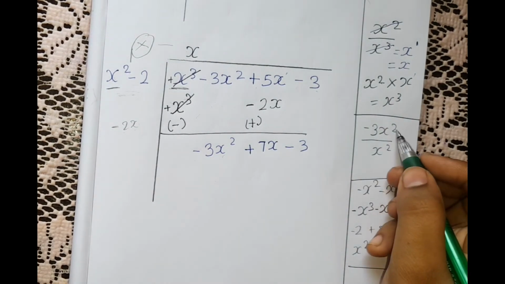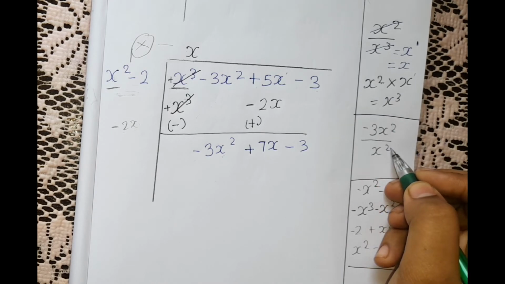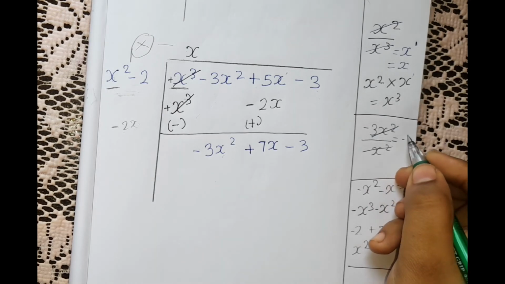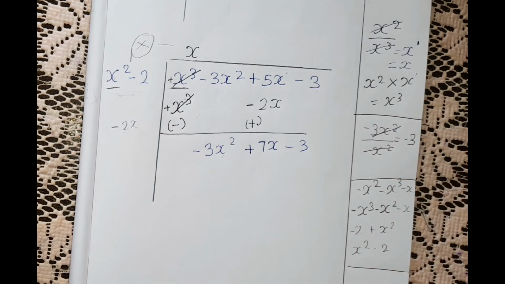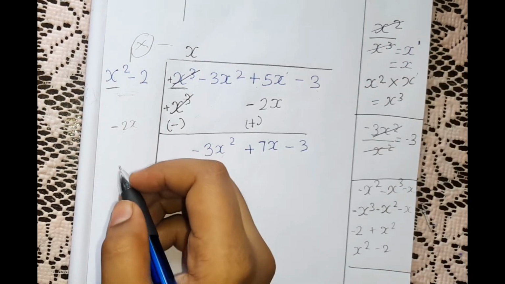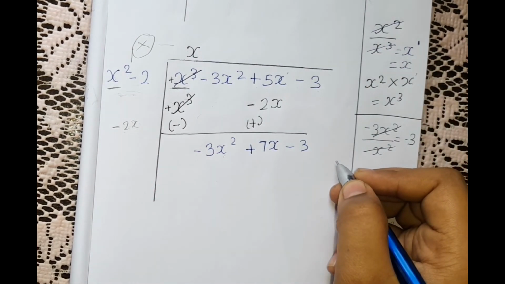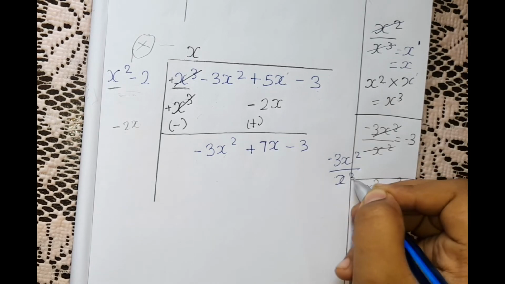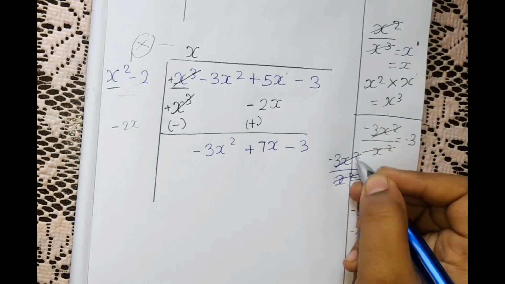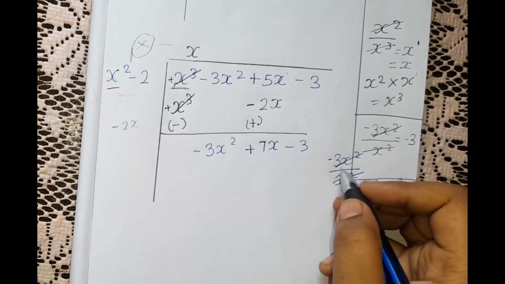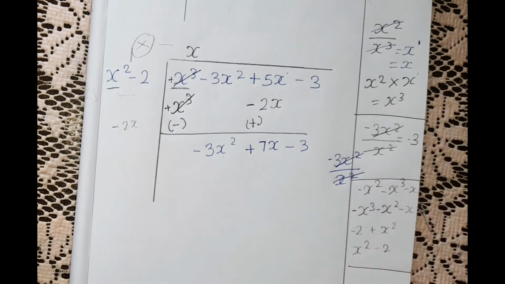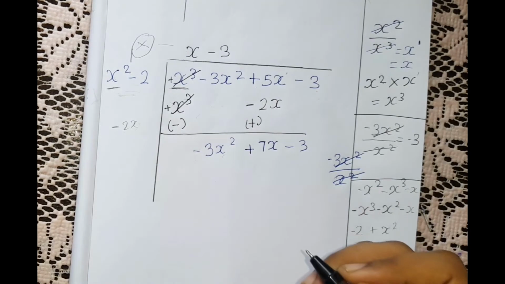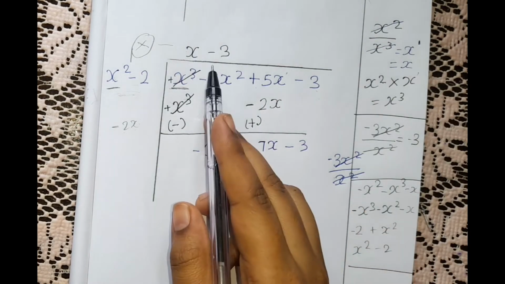Here as you can see, we have x square and here also we have x square. Now let's cancel it. X square cancels and x square cancels. So what is the answer? Minus 3. So let me just show it right over here. We had minus 3x square divided by x square. So we cancel the x square and x square, then everything is cancelled and the balance we got is minus 3. So we are going to be writing the minus 3 right over here.